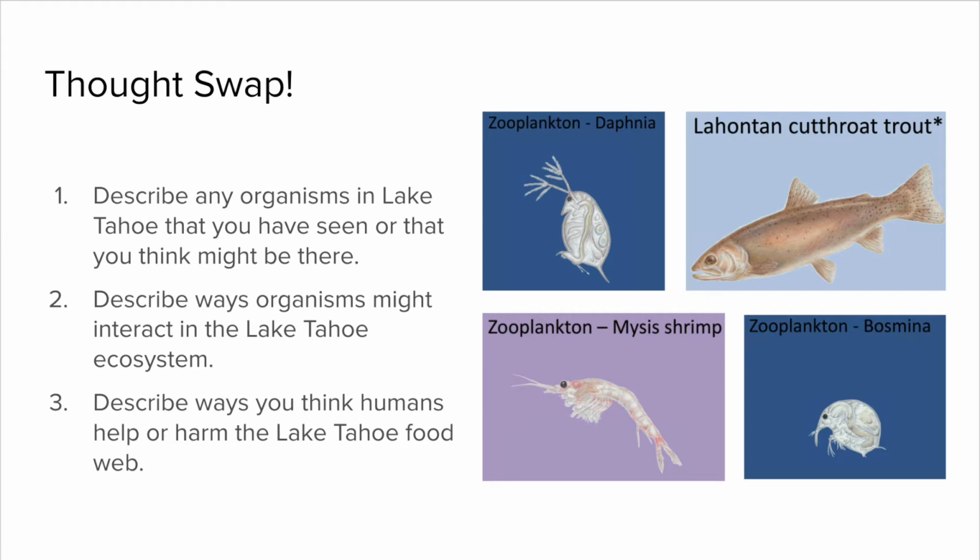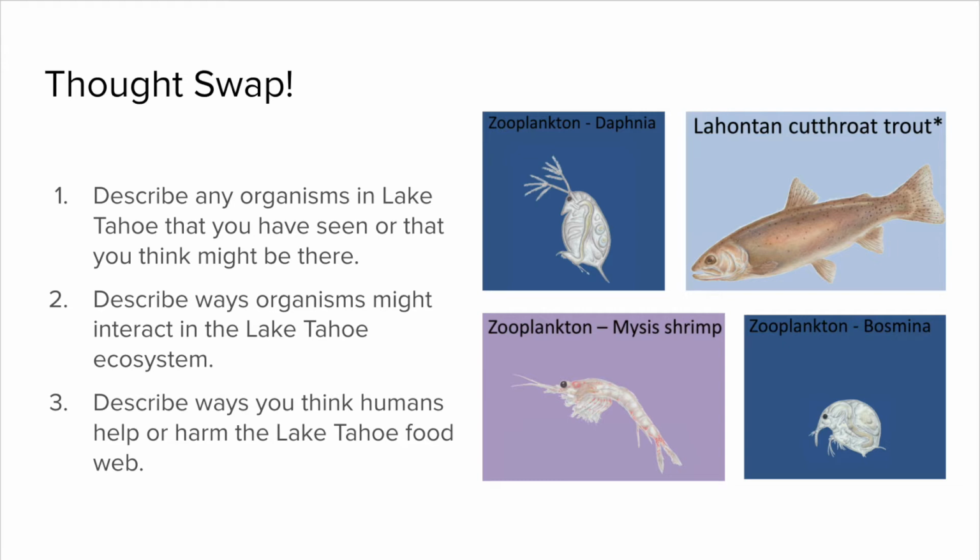One big way that animals and plants might interact is through predation, and that's when one animal eats another animal. So the predator eats its prey, and that is one interaction that's common. One example is that I know both the mysis shrimp and the Lahontan cutthroat trout eat Daphnia and Bosmina. So these two predators share these two prey.